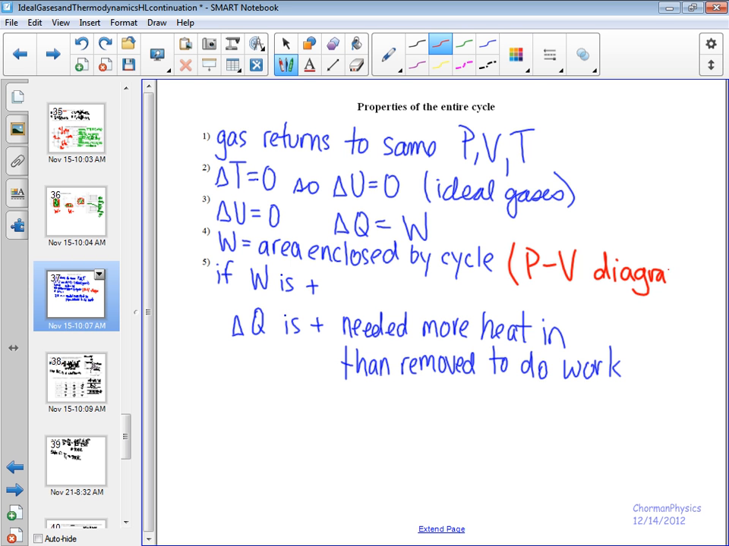This is a big one. You will be asked to find this. If the work is positive, then delta Q needs to be positive. We need heat to be put into the system so that it can be removed to do work. And that's just conservation of energy, the first law of thermodynamics.